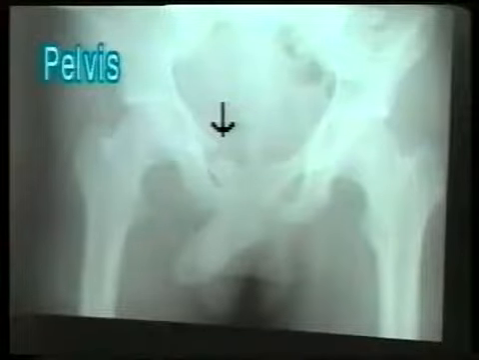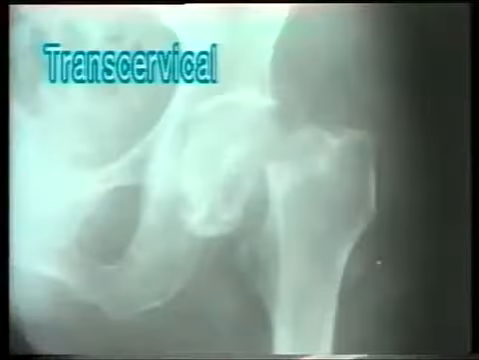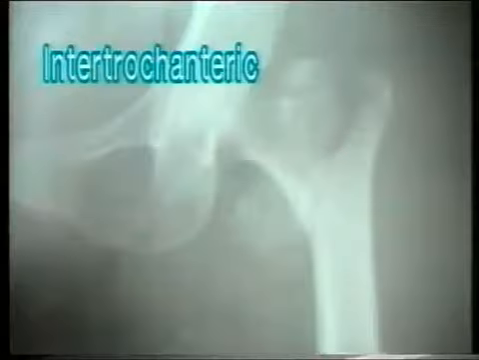This is a fracture of the pelvis involving both pubic rami. This is a fracture of the neck of the left femur. It is transcervical, not involving the trochanters. This is an intertrochanteric type of fracture of the neck of left femur. Note the fractured trochanters.